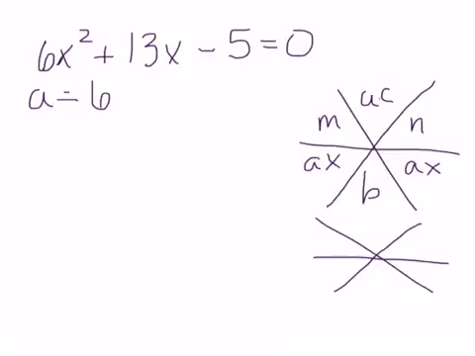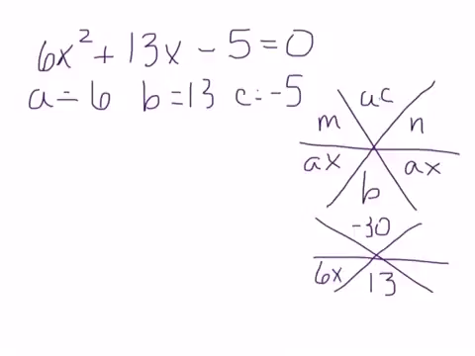So A is going to be 6, B is going to be 13, and C is going to be -5. So we're going to put -5 times 6, that's A times C, in the top, that'll be -30. In the bottom, we're going to place B, that's 13. Then we have AX. Well, our A is 6, so we'll put 6X and 6X.